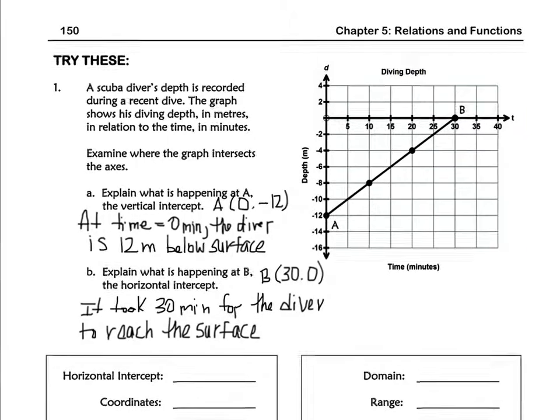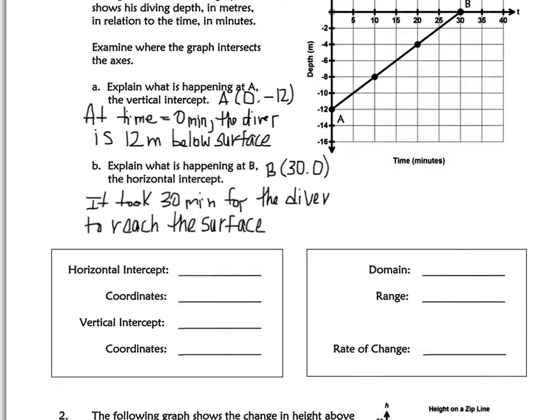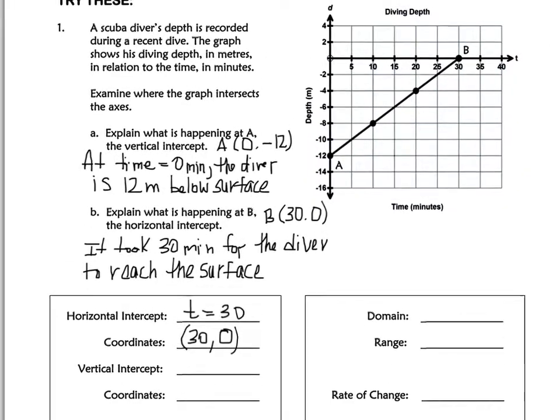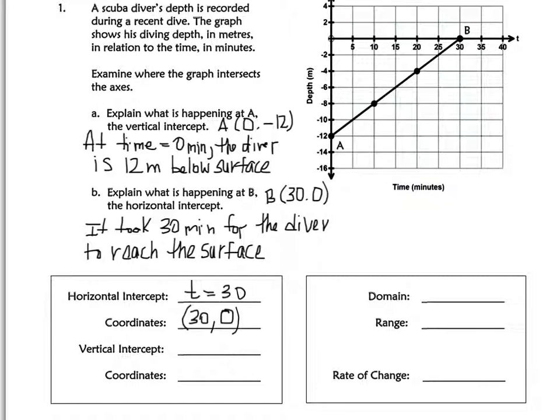So if we summarize those bits of information now in terms of the charts here, we have the horizontal intercept would be, in this case, t again for time is 30. And as a coordinate, that would be 30, 0. And the vertical intercept is D, I believe they use. I'll just go back and see, D for depth, yes. So D equals -12, or as an ordered pair would be 0, -12.